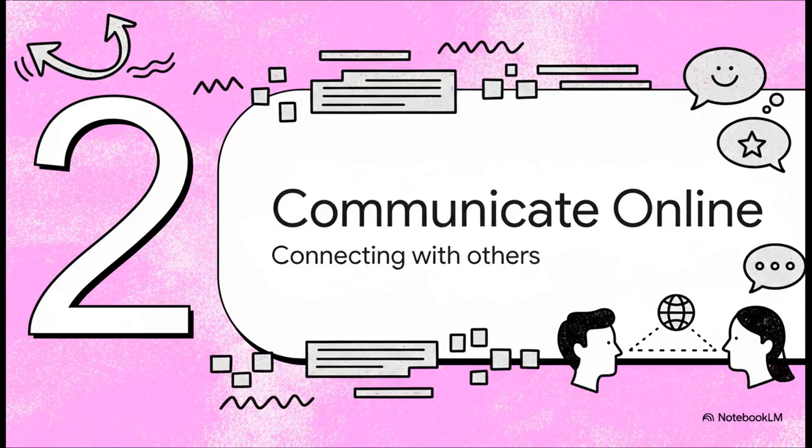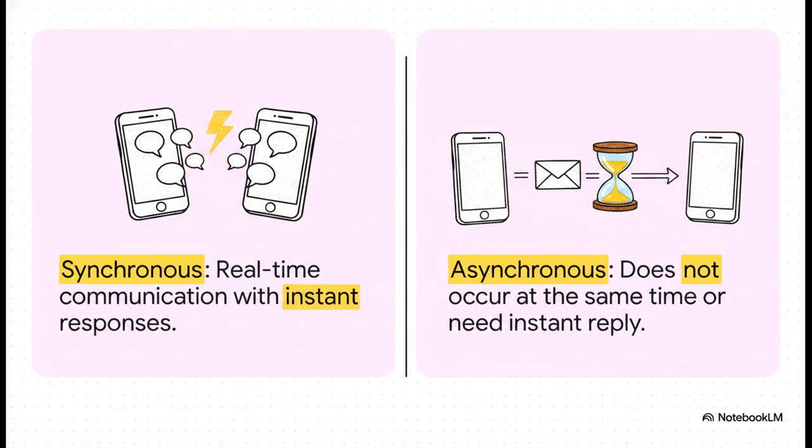Okay, moving right along to Section 2, how we communicate online. The digital world basically breaks communication down into 2 big categories: synchronous and asynchronous. Now, I know those sound like giant, complicated science words, but the difference is actually brilliantly simple. Synchronous communication happens in real time. That means you get an instant response, kind of like when you're talking to a friend face-to-face. Asynchronous communication, on the other hand, does not happen at the same time. You send a message, and the other person can just reply later on when they're ready.